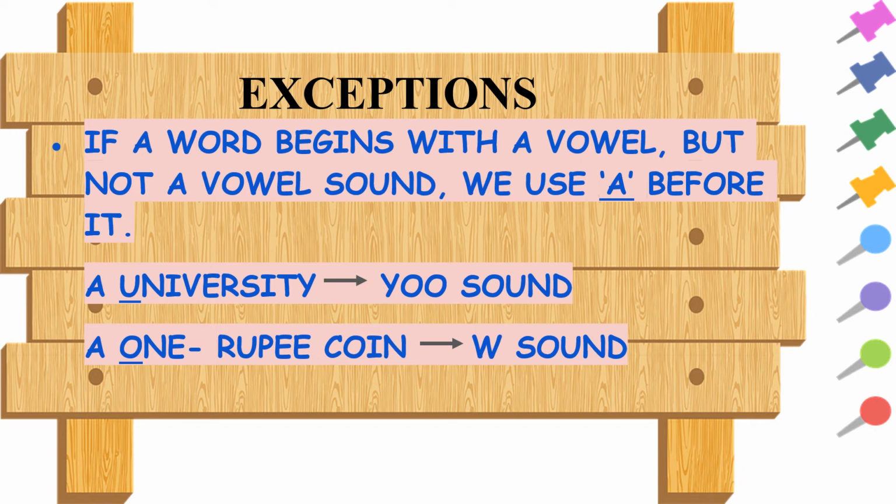In a similar manner, another example is a one rupee coin. Though the word starts with O, the sound that it gives is a W sound. So we are going to use a with it.